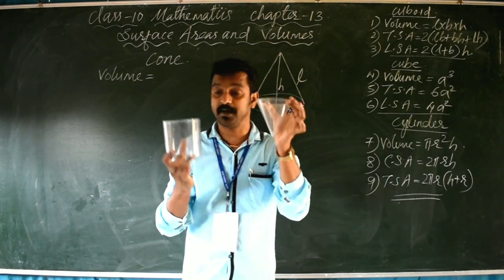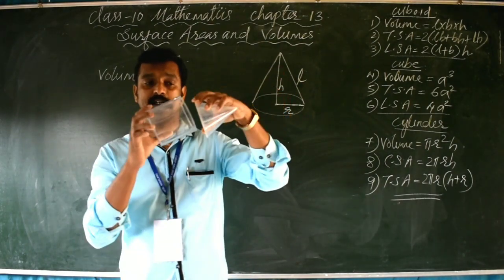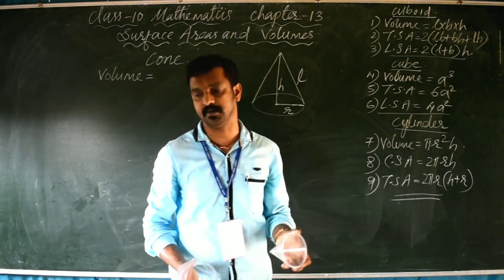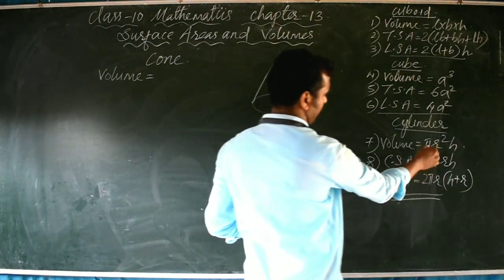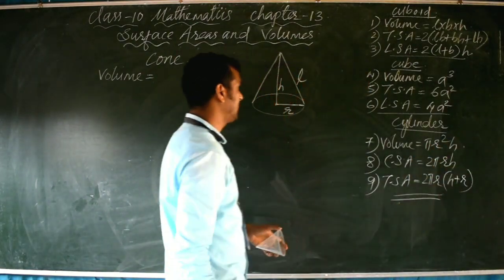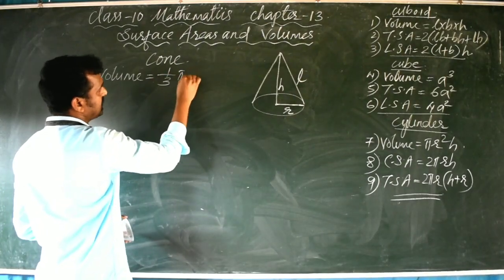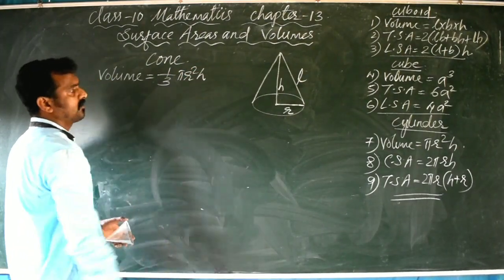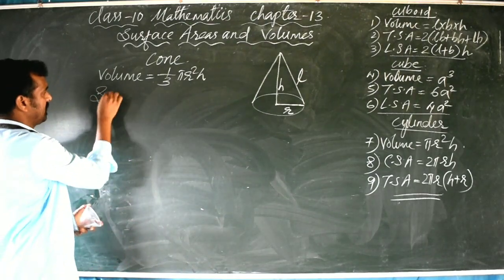So 1/3 part of a cylinder is the cone. If the radius and height are the same, then only it will come. So volume of a cylinder is equal to, what is the formula? Pi r square h. Then volume of a cone is equal to, what will the answer be? 1 by 3 pi r square h. Now next formula, slant height.